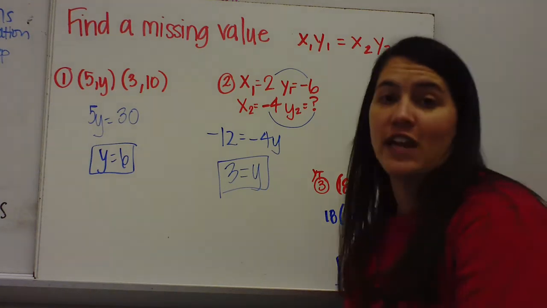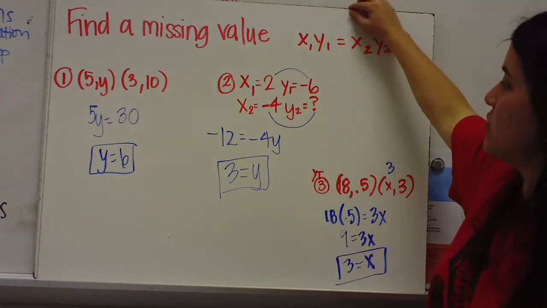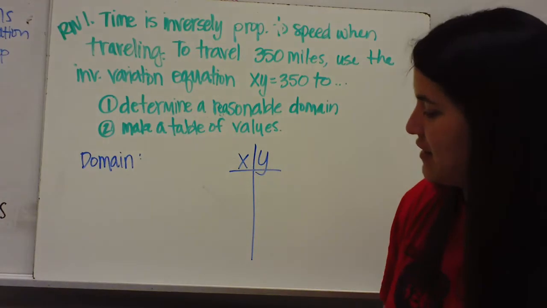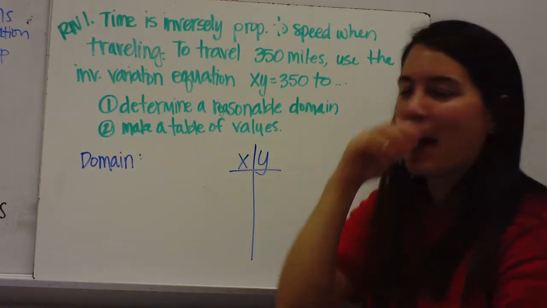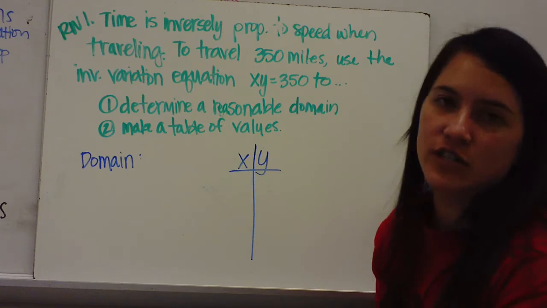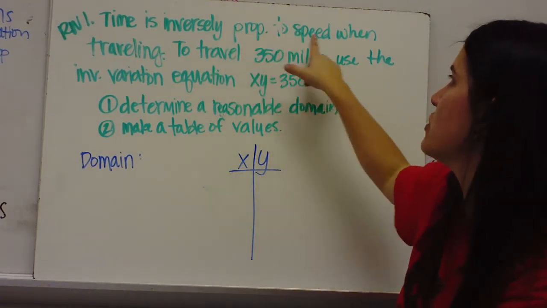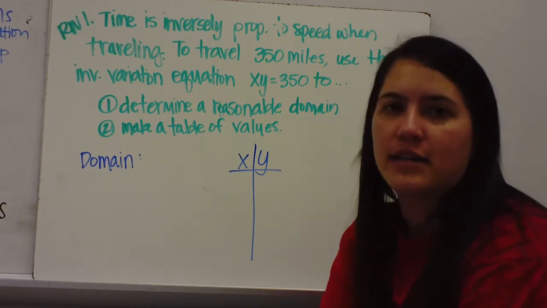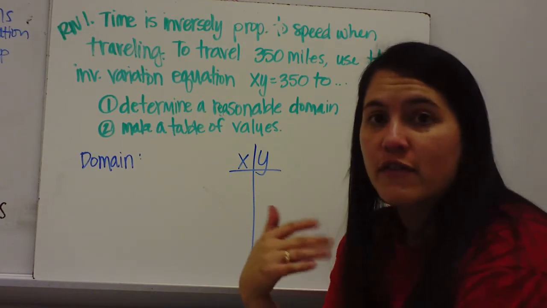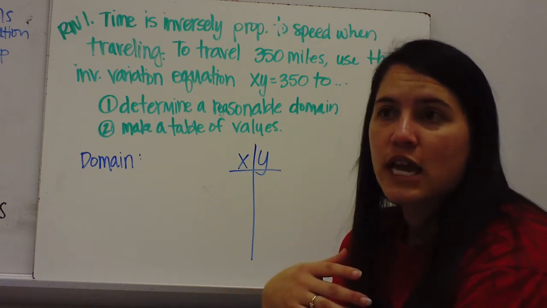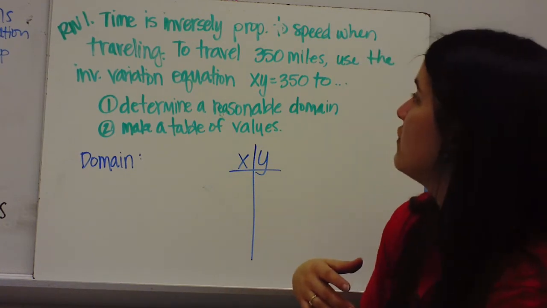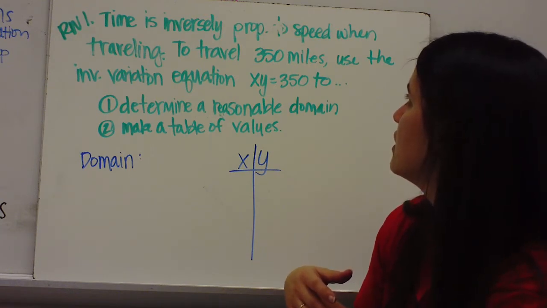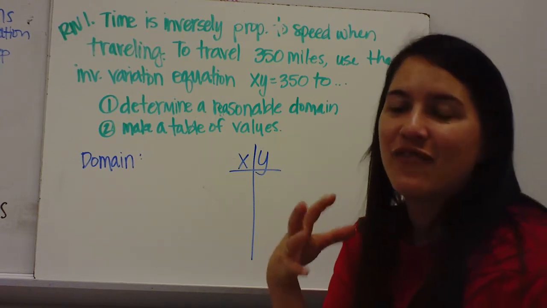And now we're going to move into the applications of these inverse variation problems. Okay, here we go. Time is inversely proportional to speed when traveling. So that should make sense to you. Time and speed. If you drive faster, then your time is inversely proportional to speed. Okay, so that's what it is.